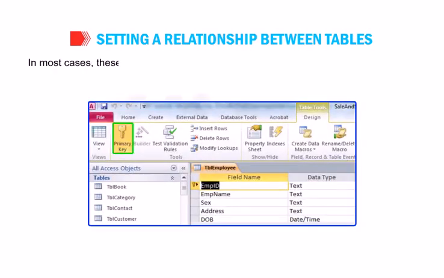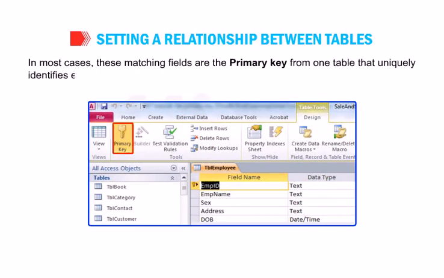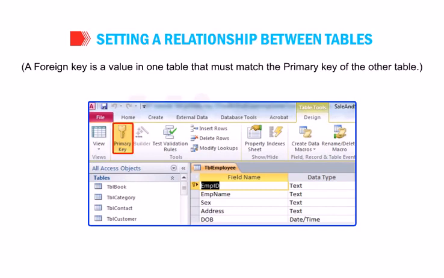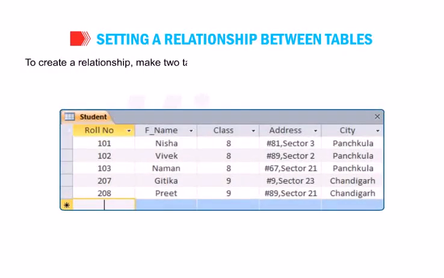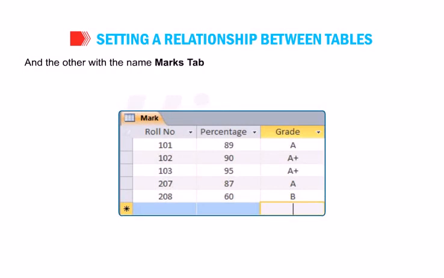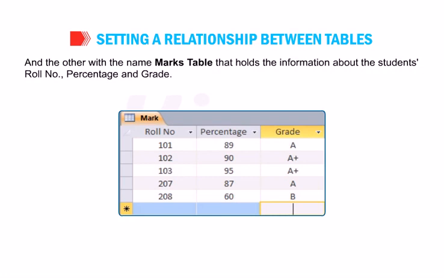In most cases, these matching fields are the primary key from one table that uniquely identifies each record in a table and a foreign key in the other table. A foreign key is a value in one table that must match the primary key of the other table. To create a relationship, make 2 tables, one with the name students table that holds information about students such as their roll number, first name, class, address and city, and the other with the name marks table that holds the information about the student's roll number, percentage and grade.